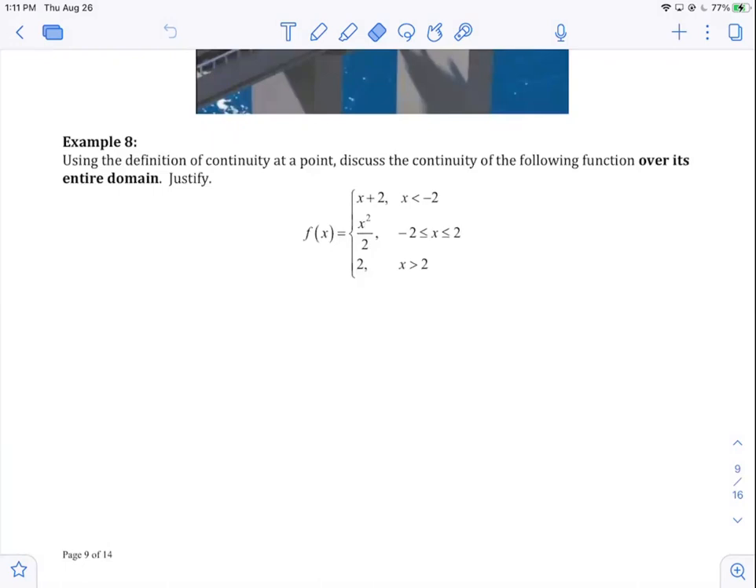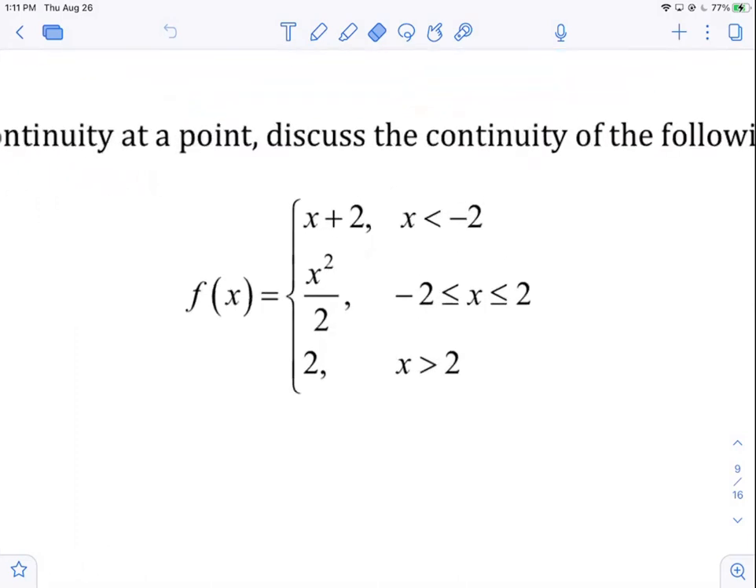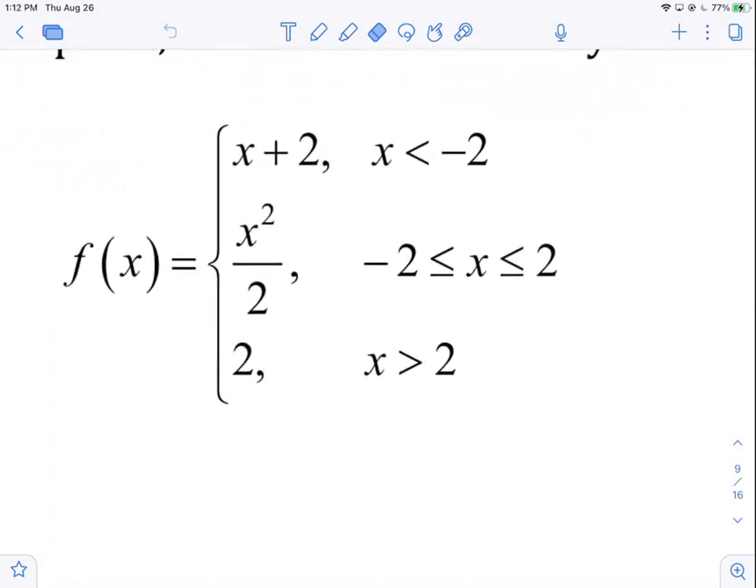We need to make some statement at the end about the continuity of the function overall, but we need to collect our evidence before we make that statement. So let's just look at the pieces themselves. x plus 2, that's a line, right? Domain is all real numbers. Continuity is everywhere. x squared over 2, that's a parabola. It's like 1/2 x squared. Continuous everywhere. Domain is all real numbers.